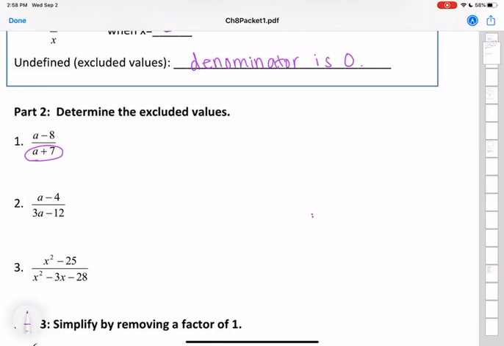Some of you can just look at that and you already know the answer, right? You already know what would make that be 0. That's totally fine. You can just write down the answer and be done. If you want to show work, you would write that denominator set equal to 0, and then you would just solve. So you'd have a plus 7 equals 0, subtract 7 from both sides, and you would get a equals negative 7. That means if we had negative 7 for a, that would be an excluded value because it would make the rational expression undefined.